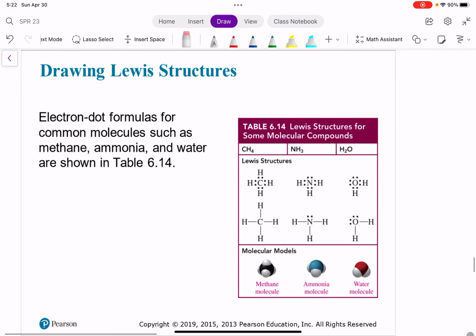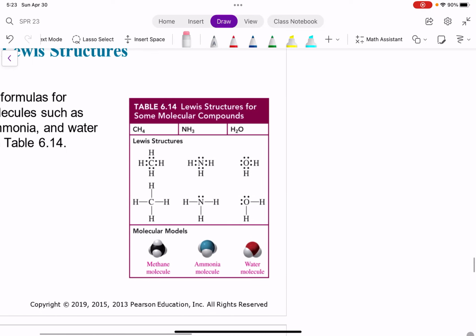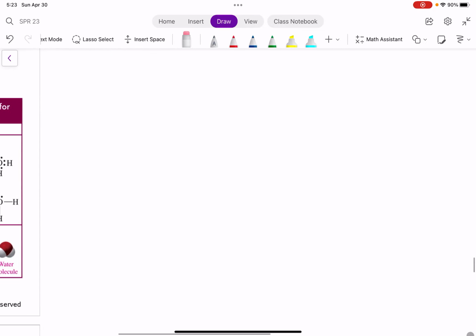Okay, so drawing Lewis structures. Electron dot formulas for common molecules like methane, ammonia, and water are shown here. This is just like we saw above. So here's that methane that we drew out. How did we get to this nitrogen here? Well, I want to show you this first. So let's try to draw NH3.